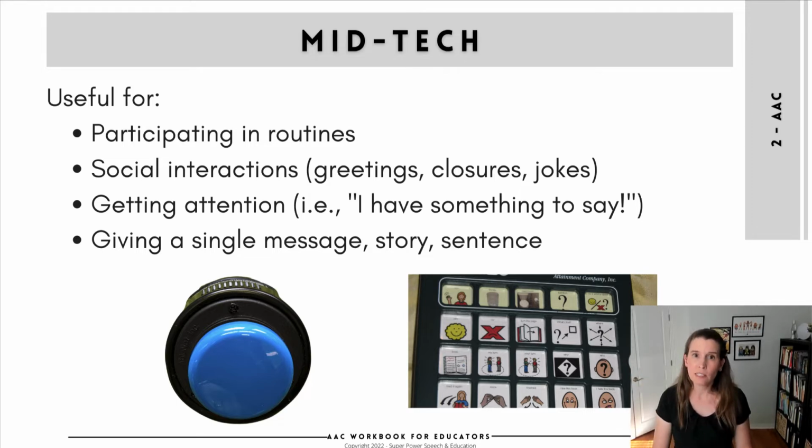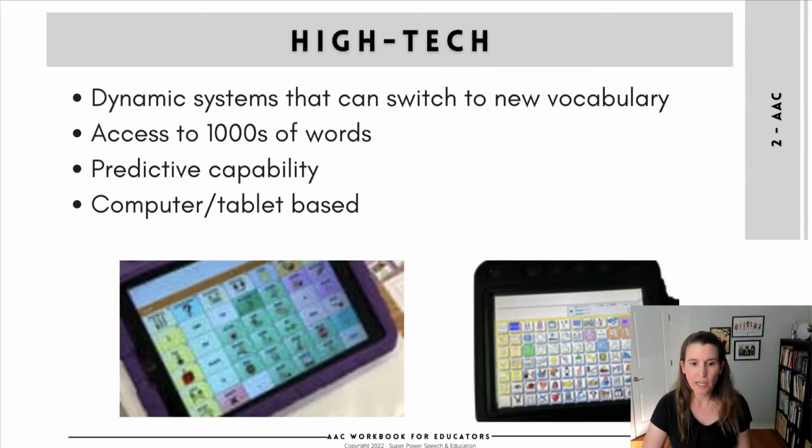"I have something to say." That alone is so powerful if we can allow our students to have that and have the auditory output of it as well, so that people around them know that this kiddo has something to say. They're also great for giving a single message, story, or sentence. For some of them, you can program them for a minute or two, so you can use them to tell a quick story and then move on to another part of the building and tell someone else the exact same story. The problem is you're stuck with one story, right? So that is one of the disadvantages of the MidTech.